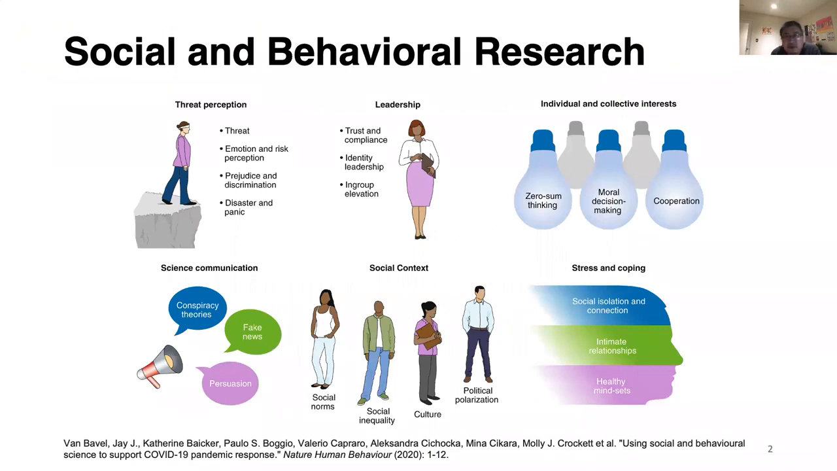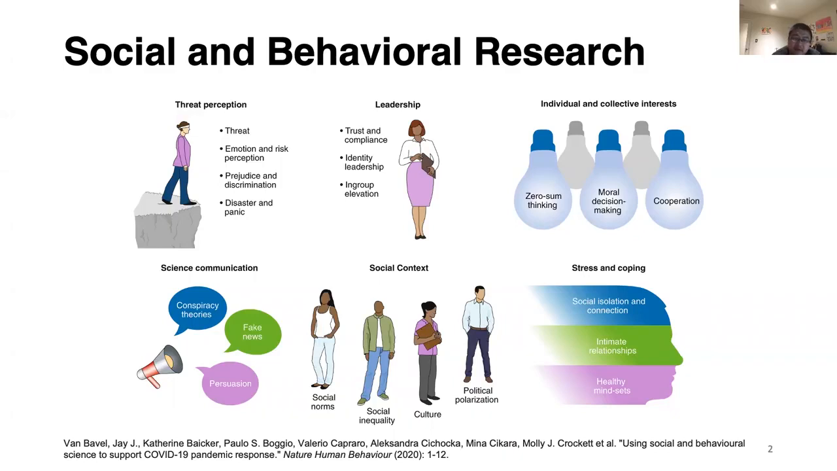This is an infographic showing a selection of topics from social and behavioral research relevant during a pandemic. Topics covered in this figure include threat perception, social context, science communication, individual and collective interests, leadership, and stress and coping. This figure is from the Nature Human Behaviour journal, and we're going to touch on some of these topics in this part.